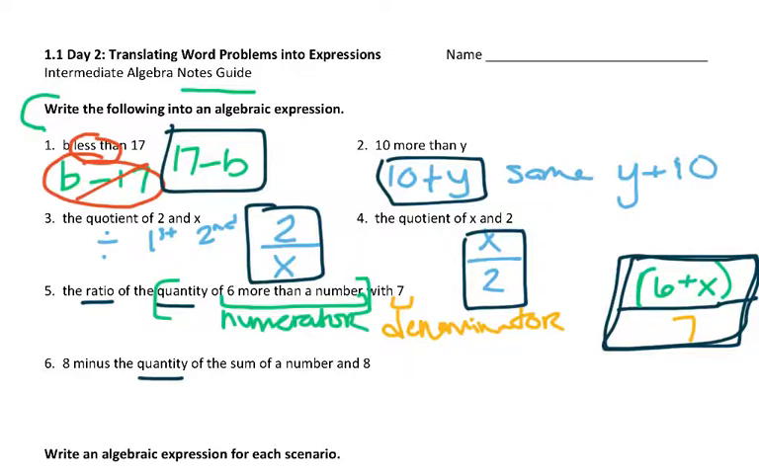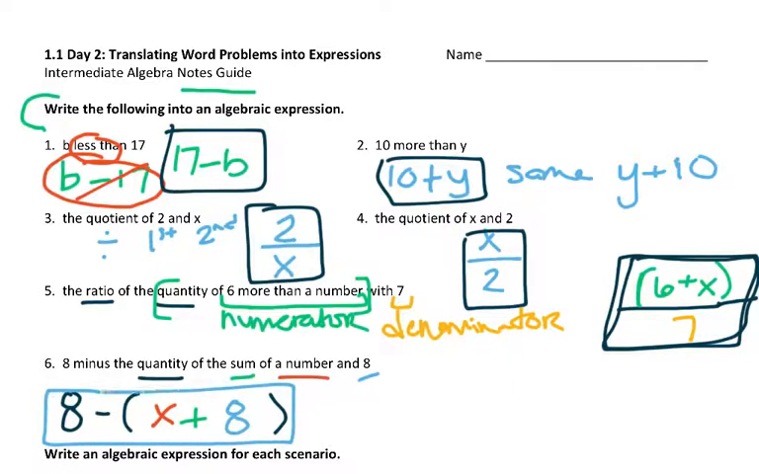The next one is going to be 8 minus the quantity of the sum of a number and x. Oh, and 8, sorry. So 8 minus, it's going to be very direct, but then it's the quantity, and so that's where we're going to get parentheses because of that word. And then the sum of, so sum is going to mean addition, and then we've got a number, which could be x or whatever variable you want, and then 8. Alright, so 8 minus x plus 8. Lots of 8s going on.